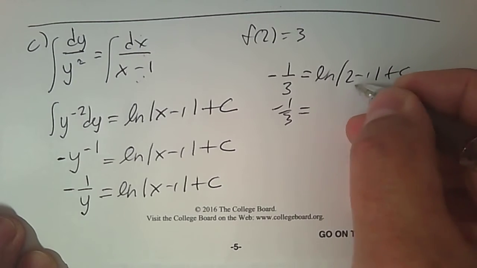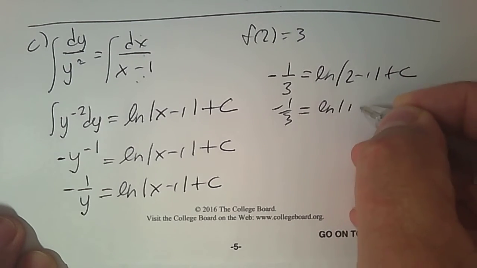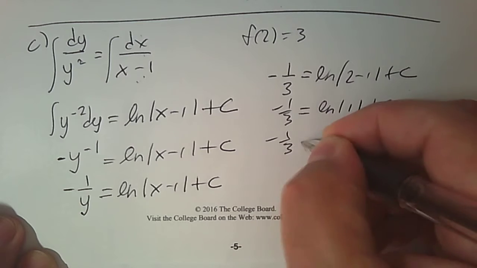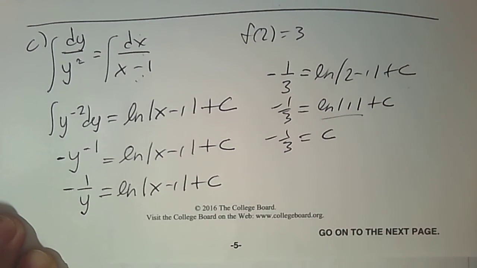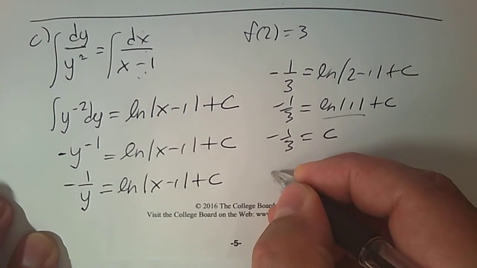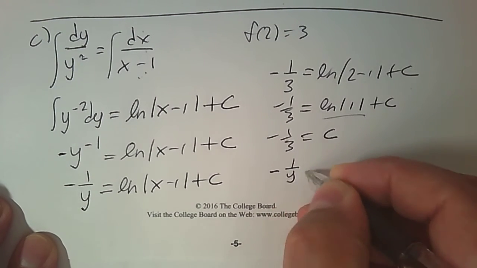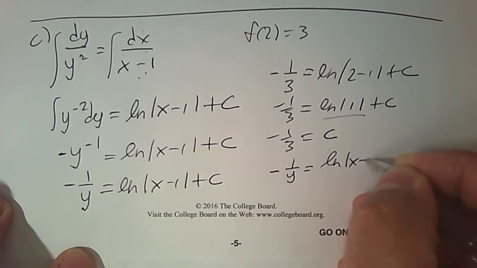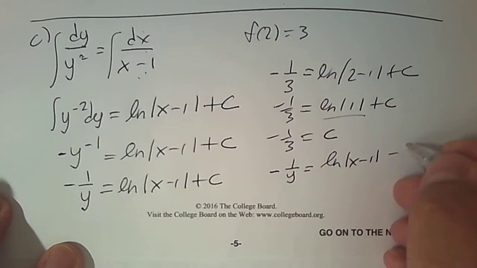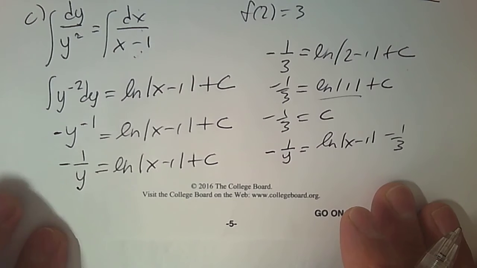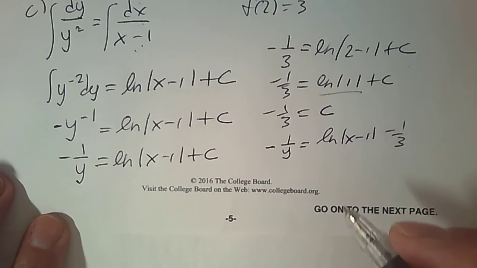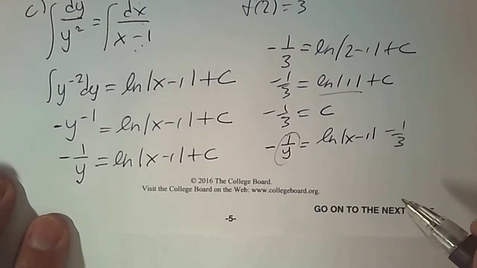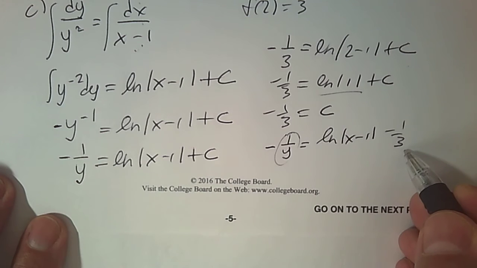In this case, 2 take away 1 is ln 1, and the value of ln 1 is equal to 0. So c is equal to negative 1/3. And that's a property of logarithms. So if I go back here, I have negative 1 over y is equal to ln of x minus 1 subtract 1/3. I want to know what y equals. Don't try to make this look pretty. So I'm going to do the reciprocal to get y by itself.